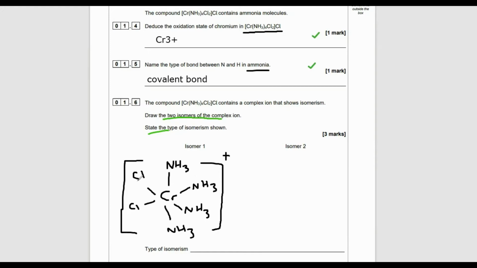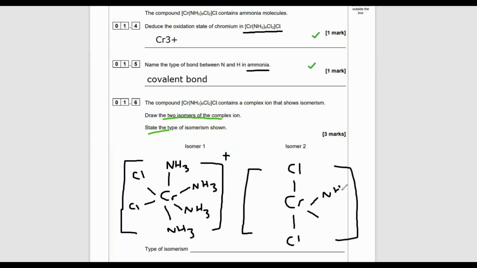What we have here is this one over here, where we have all the ammonia molecules on one side and the chlorines on the other. Or actually they're on both sides. And then we have this one here where you've got 1 chlorine up above and 1 chlorine down below, and it's not on the same plane now as the ammonia molecules.